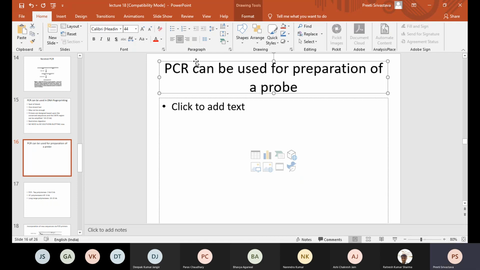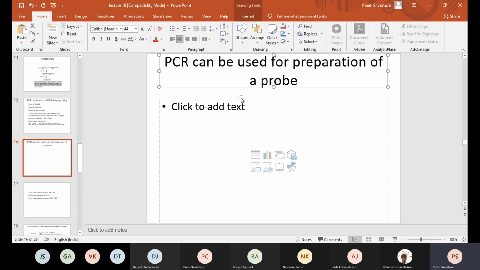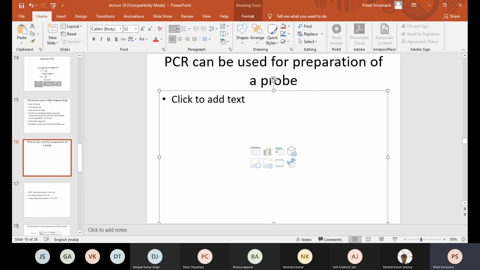Class, don't sleep. Nobody's speaking. Are you people there? Yes. Okay. So what is a probe? Tell me. Narendra, what is a probe? Gopika, would you like to try? Paras, Dhwani, Jaskin.